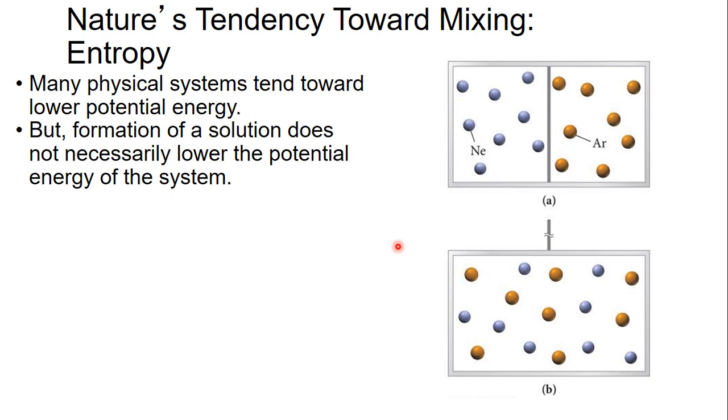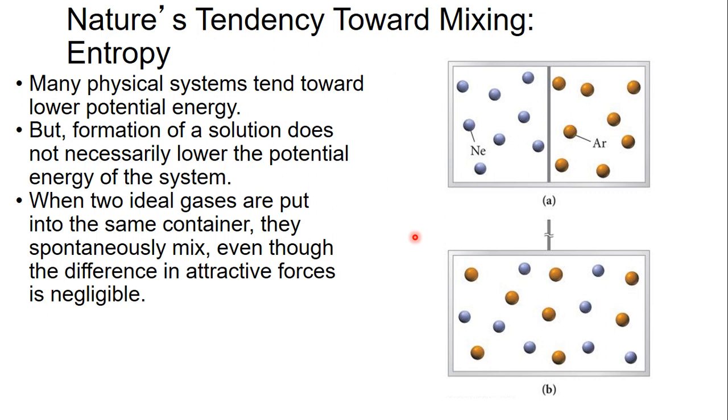Now, forming a solution doesn't always lower the potential energy of the system. So, like I said, when we have two gases in the same container, they will spontaneously mix. Now, they do this even though the interaction between a neon and a neon and argon is basically the same interaction. Remember, for intermolecular forces, noble gases aren't polar, so all they have are dispersion forces. So neon does not care if it's interacting with a neon or argon. So you might be thinking, okay, then why do they mix?